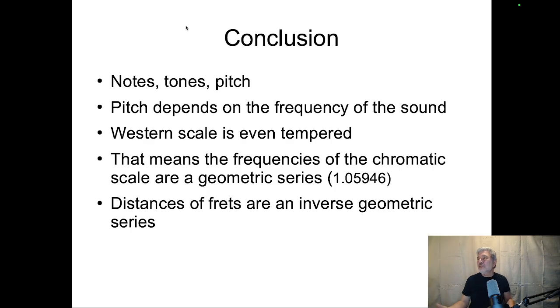So we talked about notes and tones and pitch. That was the main thing. We talked about the pitch being the frequency. We talked about the Western scale being even tempered, and that means that the chromatic scale is basically a set of frequencies that are a geometric series, a geometric progression. And it turns out that the distances of the frets on a guitar are approximately an inverse geometric progression. That is, the lengths are successively divided by 1.05946, that magic number.